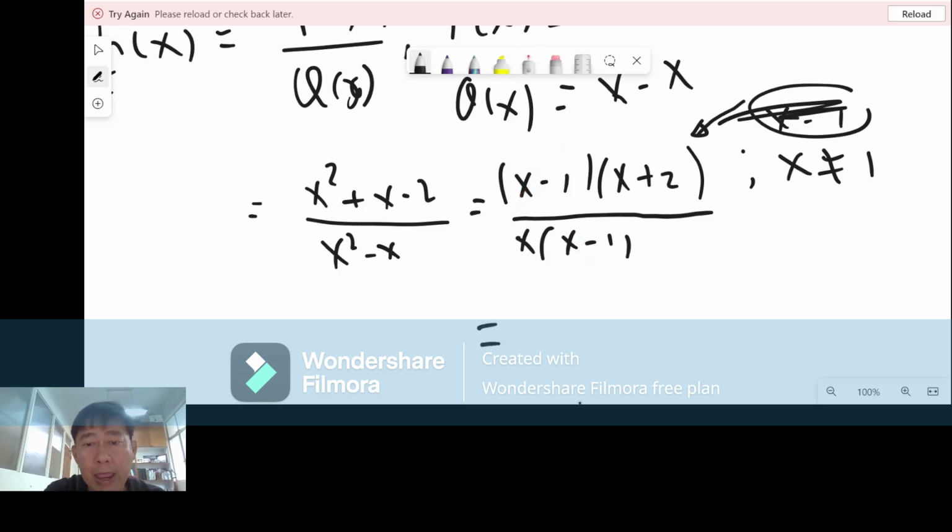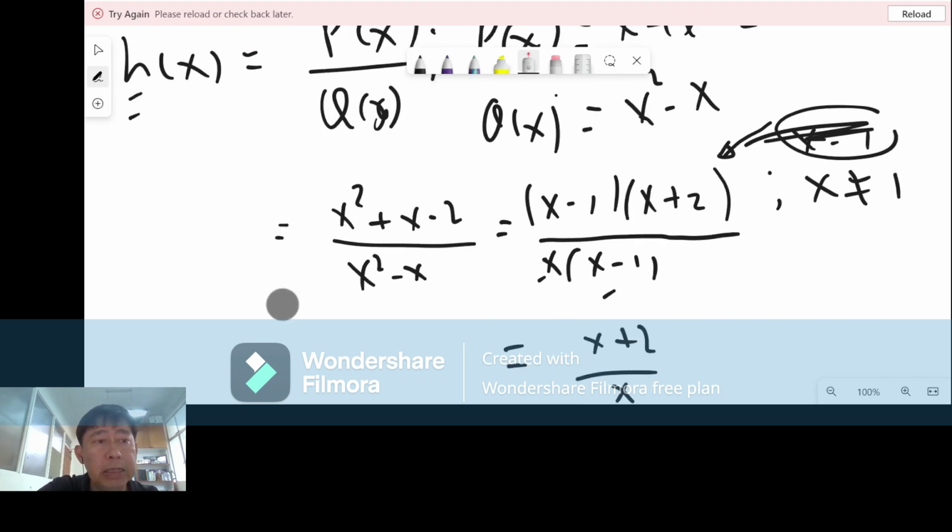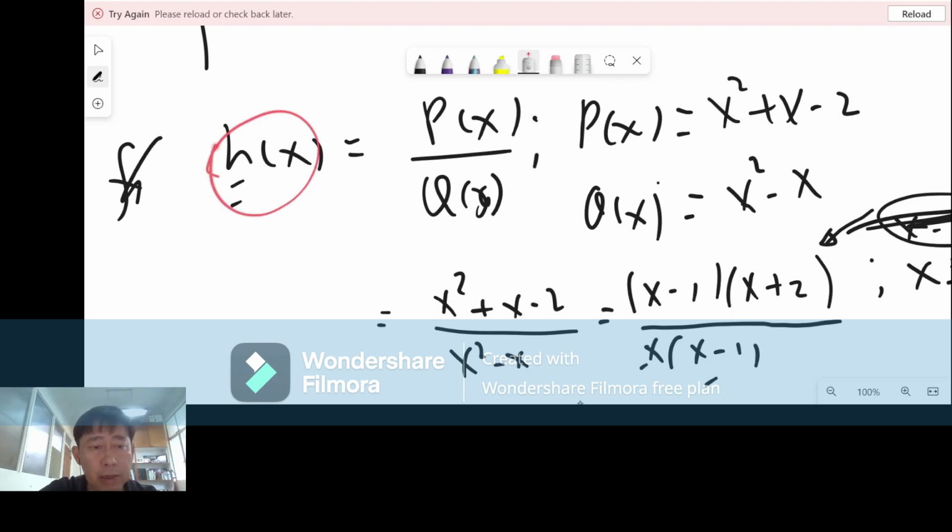That is the mistake that people would make. They will say, okay, I have x minus 1 upstairs, x plus 2 upstairs, x downstairs, x minus 1 downstairs. Therefore, I see x minus 1, I just cancel it off. That is left with x plus 2 over x. Now, that is correct, but x would never be equal to 1. If x equals 1, you just cannot cancel these two factors. So x equals 1 is never inside the domain of h.